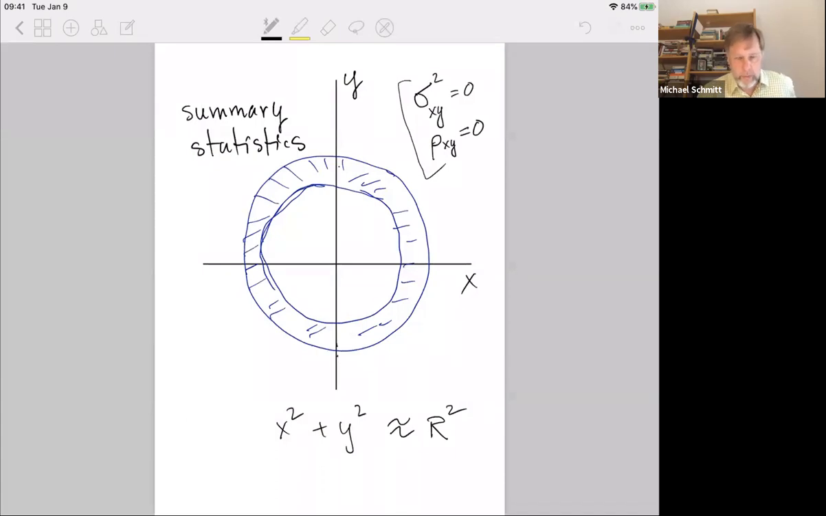If you need to know additional things, then you should move away from summary statistics and look explicitly at the interdependence of the individual variables.